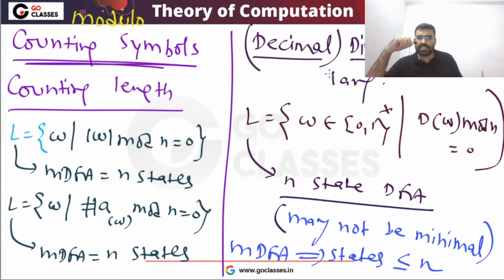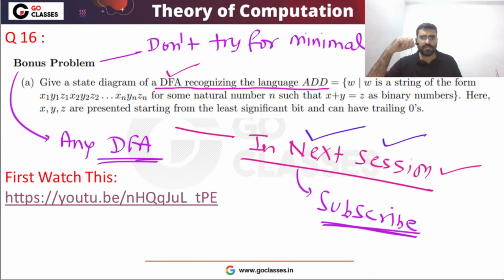So this is the difference between divisibility language and counting symbols. Here you are doing modulo counting, and this is divisibility. These are different languages. Okay, now this is the next question, and this is a very interesting question.